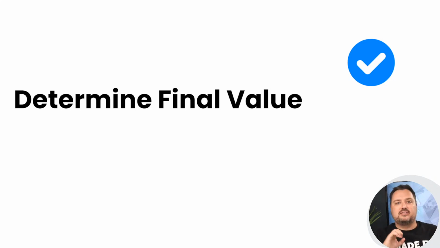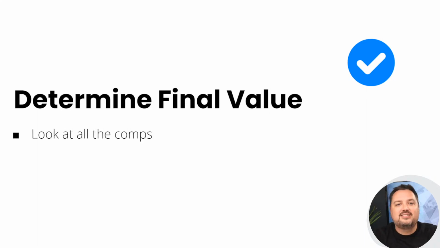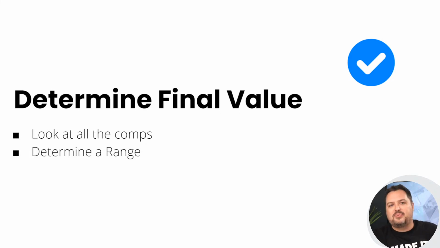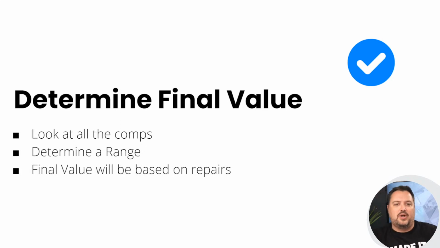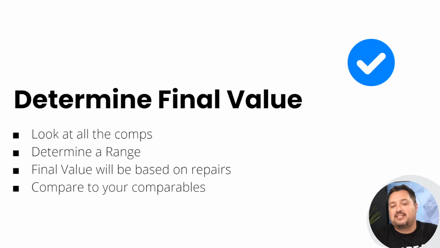Because the best thing you've got is if there's houses across the street that just sold that are in similar condition, that's going to be the easiest way for me to determine value. Now, to determine that final value, you want to look at all of the comps. You want to determine the range. What are properties selling from this range to this range? You want to help with the final value, but based on the repairs once it's actually fixed up.